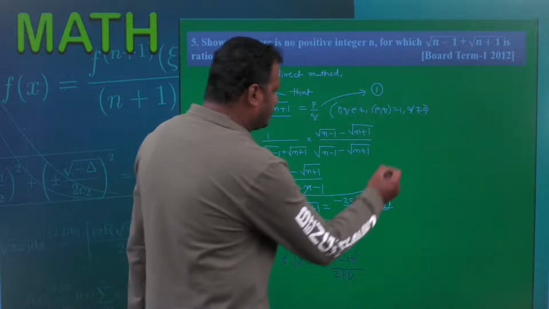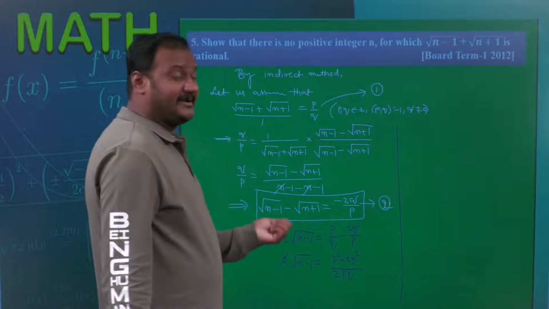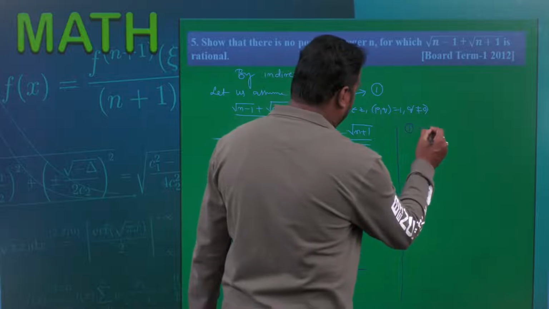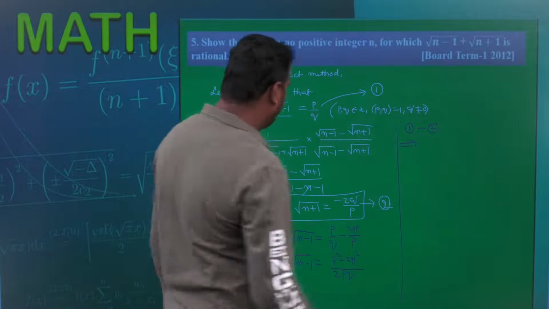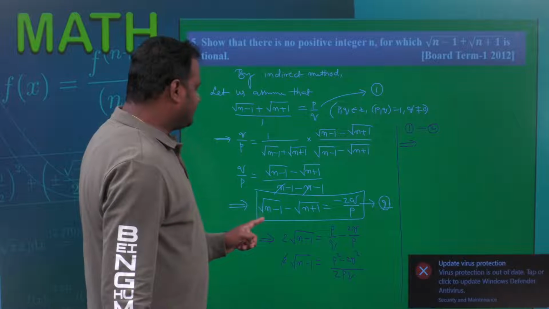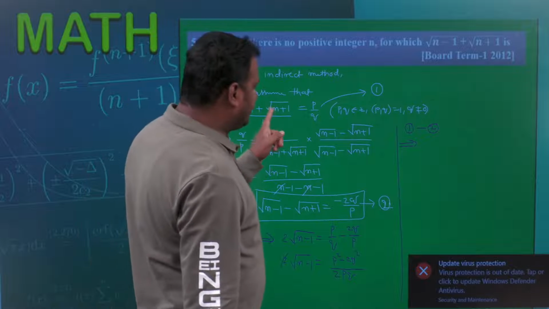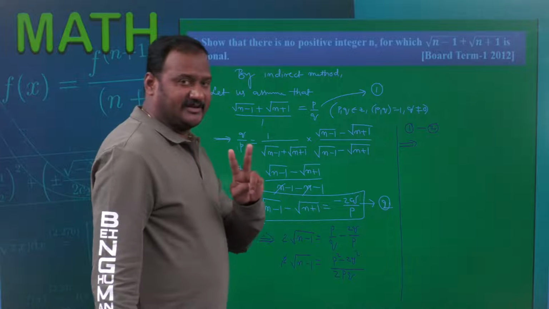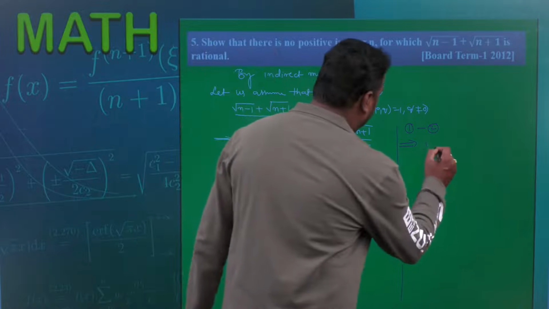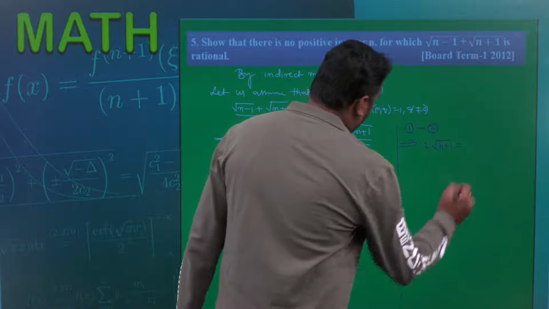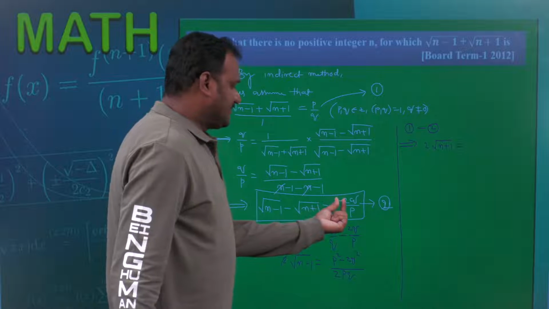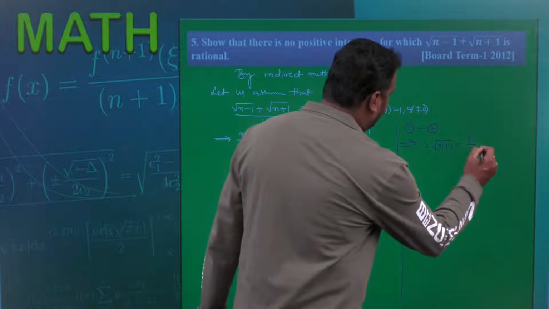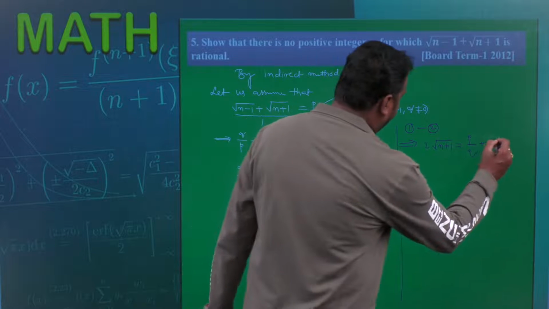And similarly, I would get the value of root over n plus 1 also by subtracting the second equation from the first one. So first equation minus second equation will become root over n minus 1 minus root over n minus 1 gets cancelled. This is root over n plus 1 minus of minus plus root over n plus 1 becomes 2 root over n plus 1. So 2 root over n plus 1 is equal to p by q minus of minus 2q by p, which is nothing but plus. So p divided by q plus 2q divided by p.